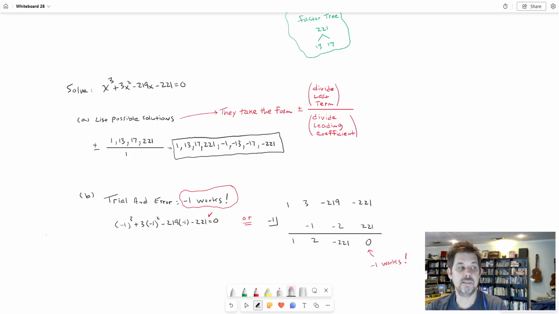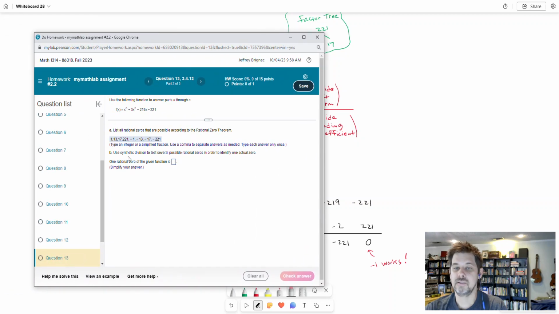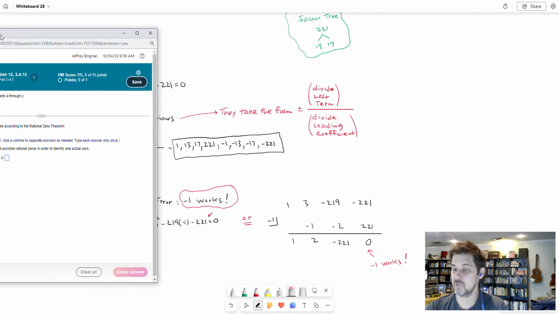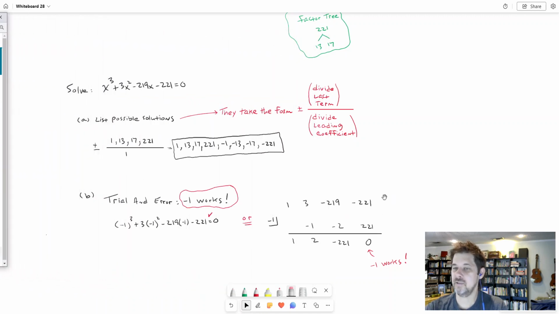Now, I did tell you that it says use synthetic division to figure out which one of these possible solutions is an actual solution. Here's what that looks like. I set up the synthetic division. -1, let's say, is the number in question. Okay. And if I wanted to see if that was an actual solution to this equation, I would set up and go through the synthetic division.